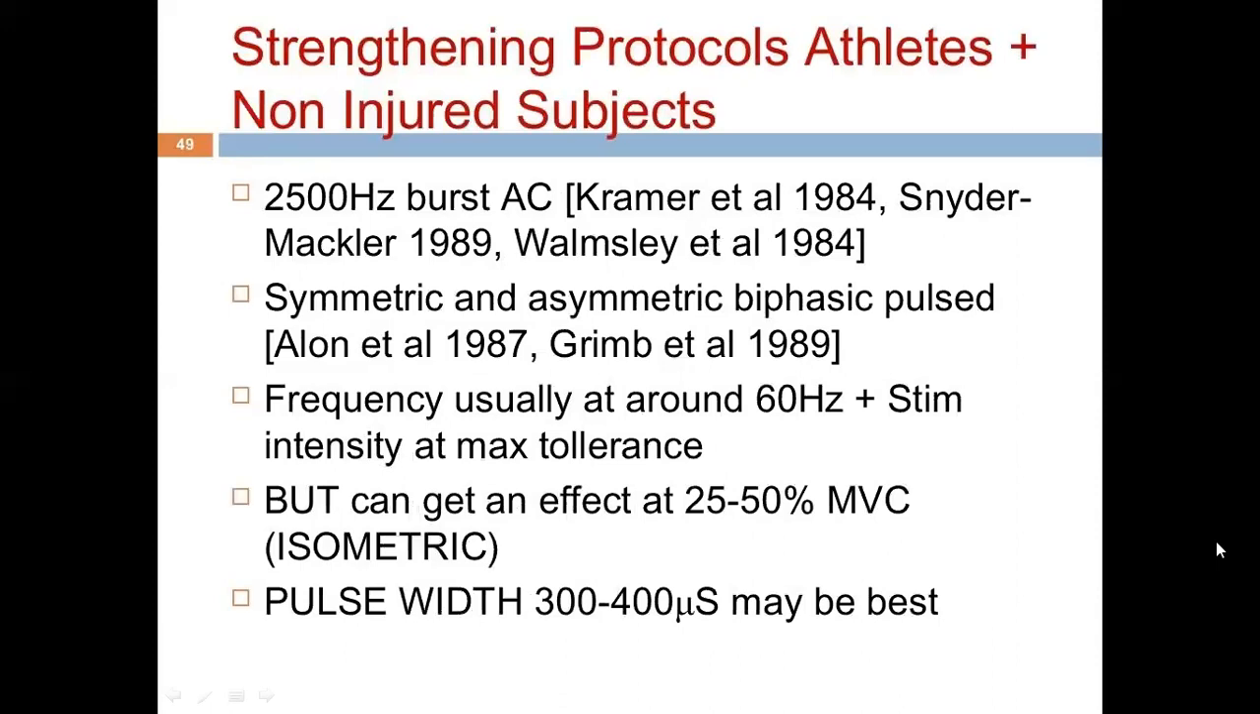Now, moving on to the strengthening protocols of athletes plus non-injured subjects. Suppose 2500 Hz burst AC, by Tamanatol and Snyder-McClure in 1890, Wemsley et al.; symmetrical and asymmetrical biphasic pulse by Allen et al. in 1987, Kremb et al. in 1989. Frequency is usually around 60 Hz, with intensity at maximum tolerance, but you can get an effect of 25 to 50% isometric. The pulse width of about 300 to 400 microseconds may be the best.